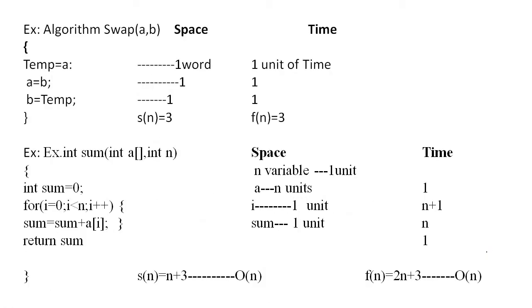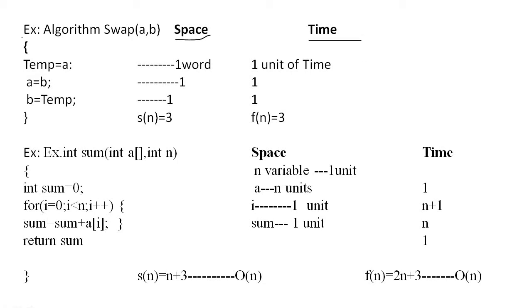Next, here I am taking 2 examples. For these 2 examples, we are finding space complexity and time complexity. How to find the time complexity was covered in the previous video. If you want detailed information once again, go through that. The performance analysis time complexity video is available on my channel. So just go through that. For those 2 examples, I am finding the space complexity as well as the time complexity.